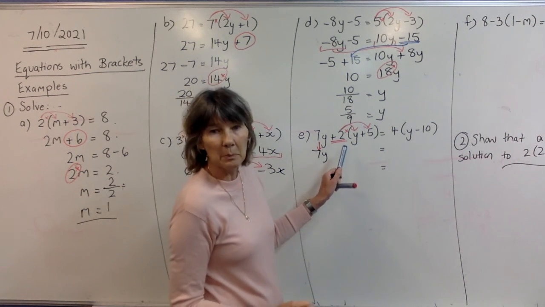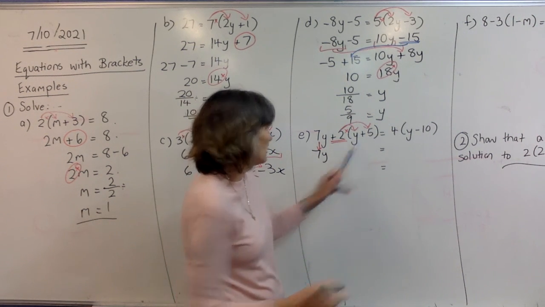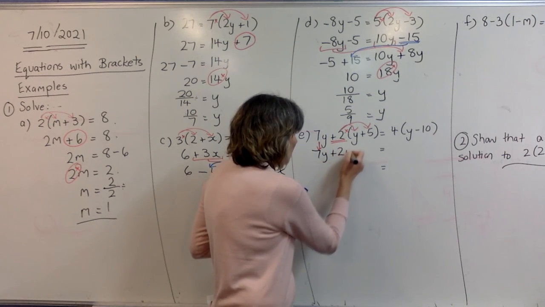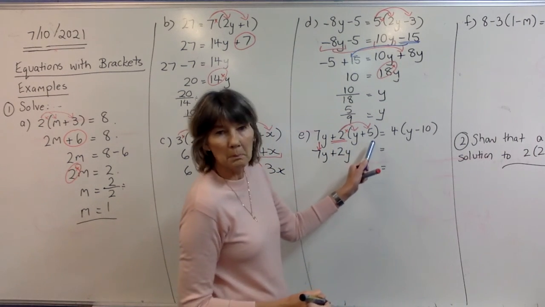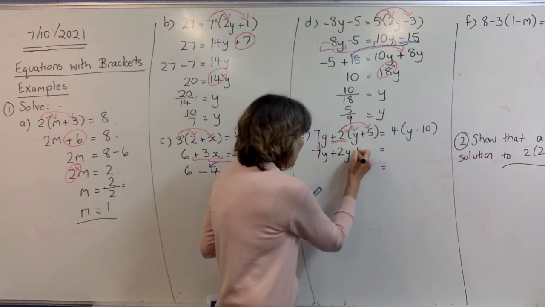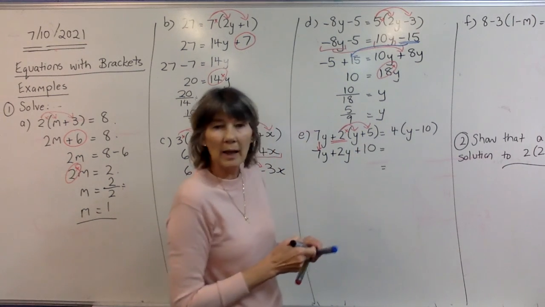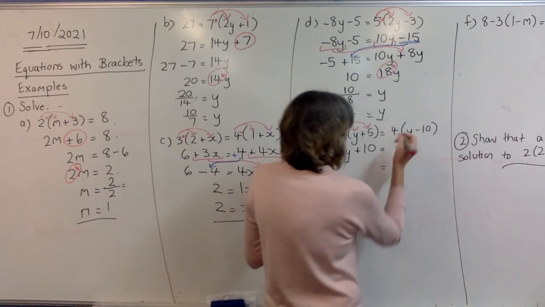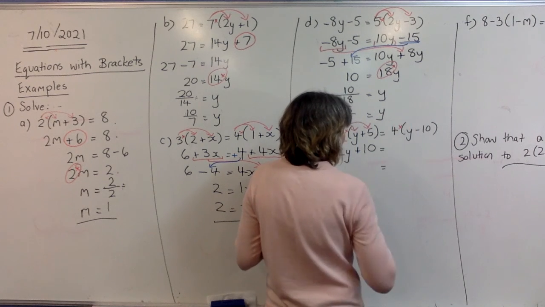Now we start our expanding. Plus 2 times y is plus 2y. Plus 2 times plus 5 is plus 10. And over the other side, now of the equal sign, we're going to expand over here.